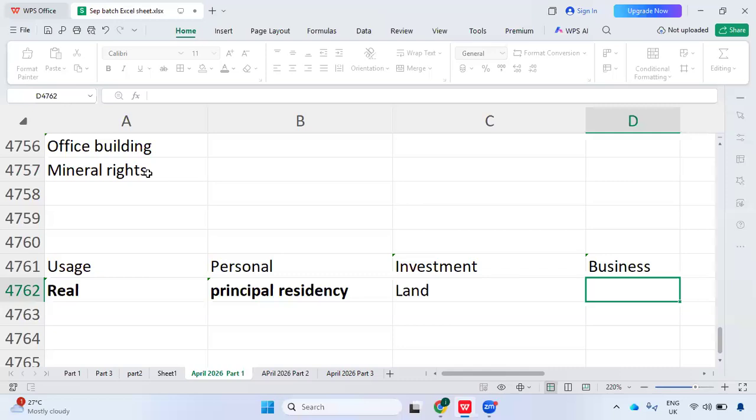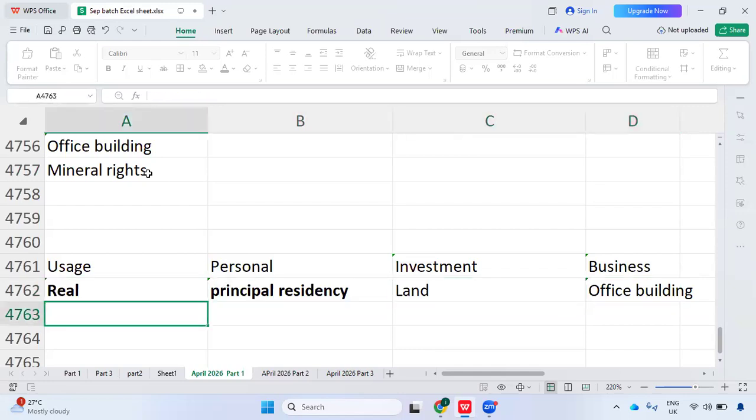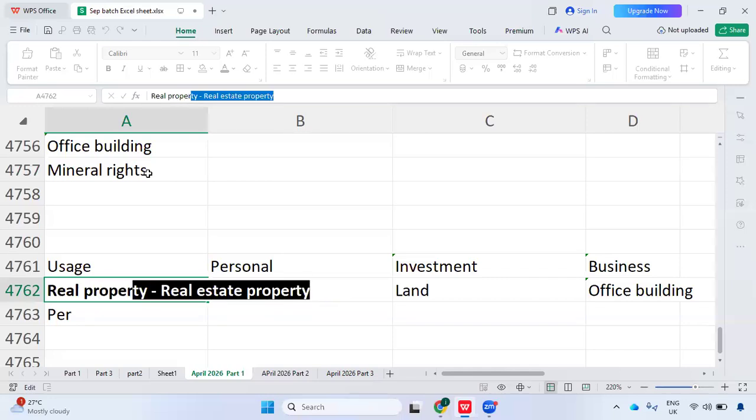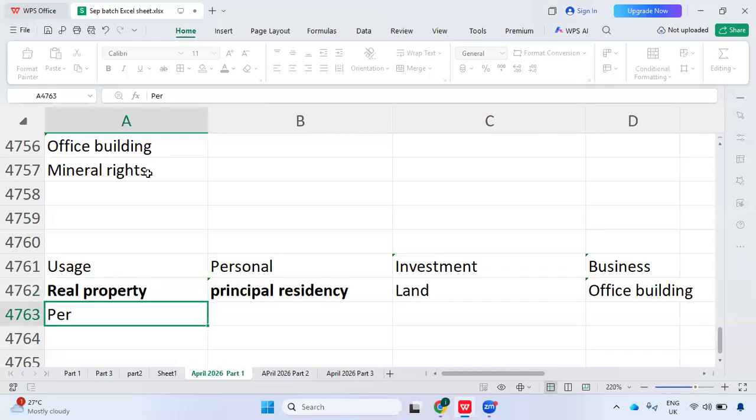And business purpose: the taxpayer has a property and uses it for business purpose. Let's say an office building. The taxpayer has a real estate property; buildings are real property, right? He is using the building for business purpose, so an office building is business-purpose real property. And now personal property.